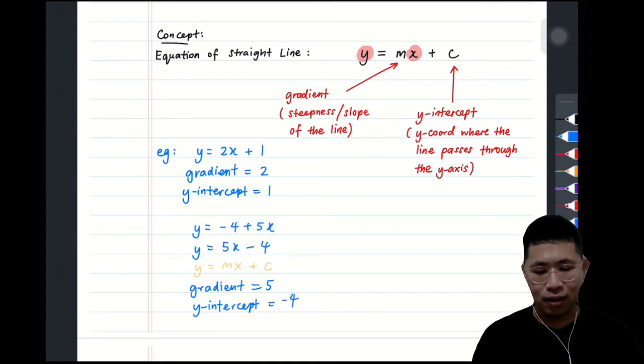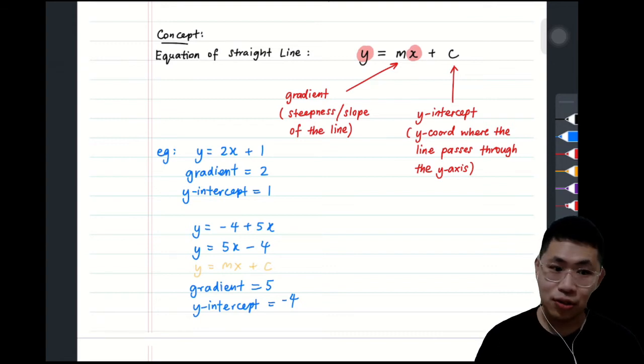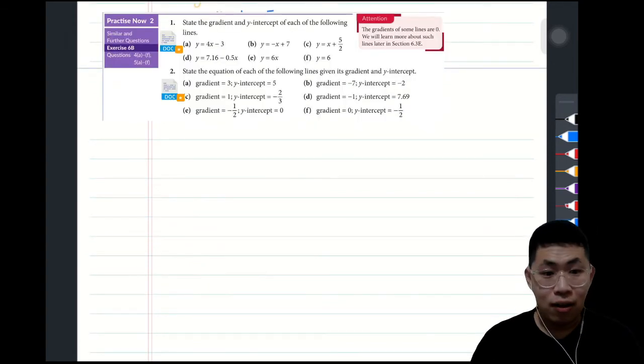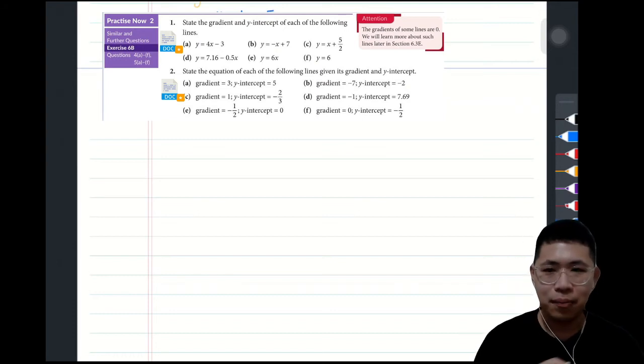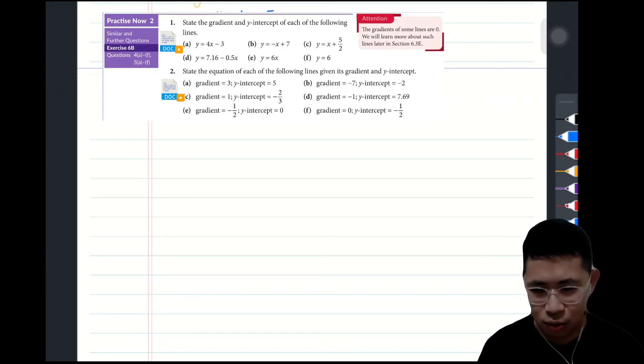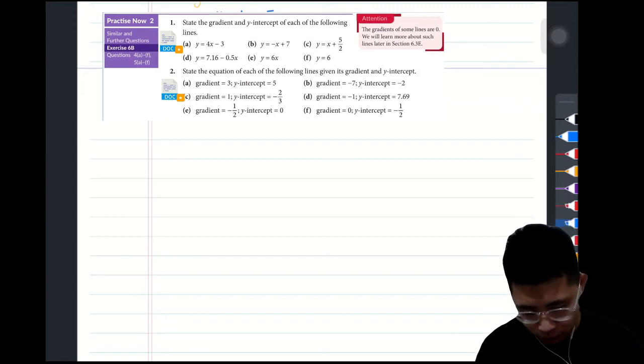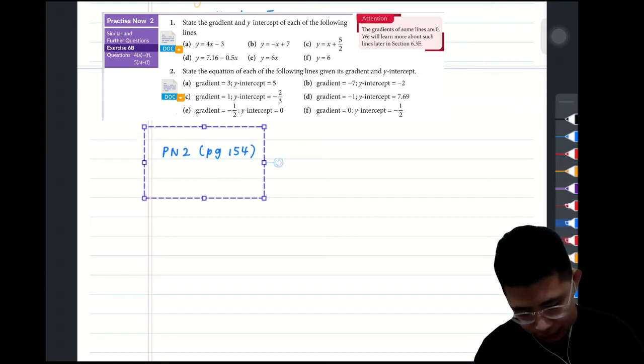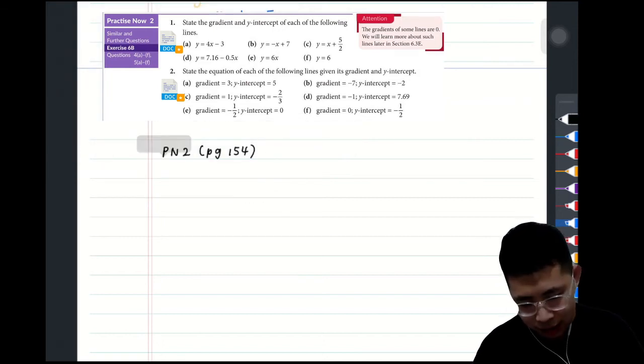Now let's look at some questions from our textbook. Hi everyone, we are going to look at Practice Now 2. Which page is it at? Let me see. Page 154. So we are going to look at questions from Practice Now 2, page 154. Now let me write this in black. I think it's more suitable in black. Alright, so let's write.